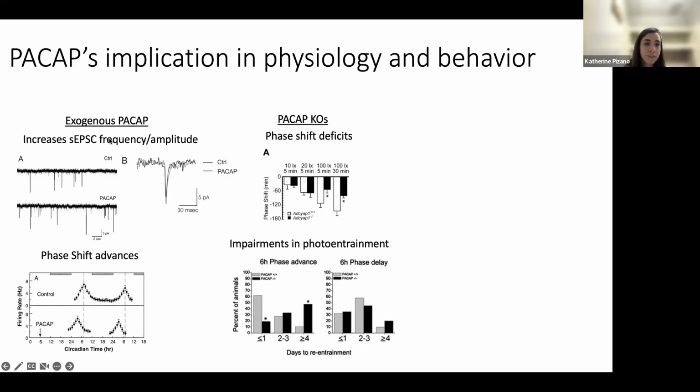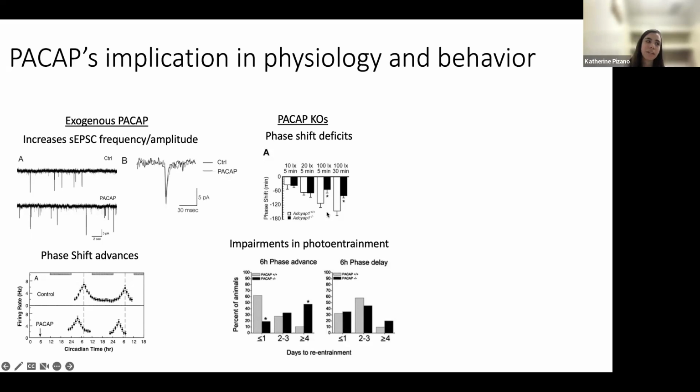We can also see phase shift advances. An example of that is in this diagram below. If you add PACAP at circadian time 6, the peak firing rate actually gets shifted forward, so it occurs earlier than it would otherwise in the control condition.